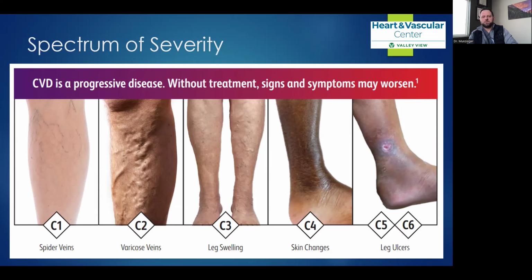In the third stage, patients can develop swelling and edema in the legs, ankles, and feet. And then the fourth stage, patients can develop skin changes such as thickening of the skin or discoloration. And in the most severe manifestation, vein disease can result in an ulcer or a wound at the ankle, as we can see on the far right of the screen. This is the most severe manifestation of vein pathology.